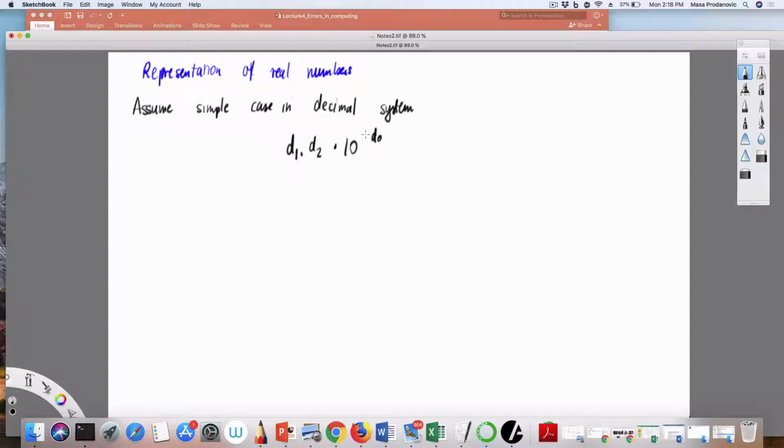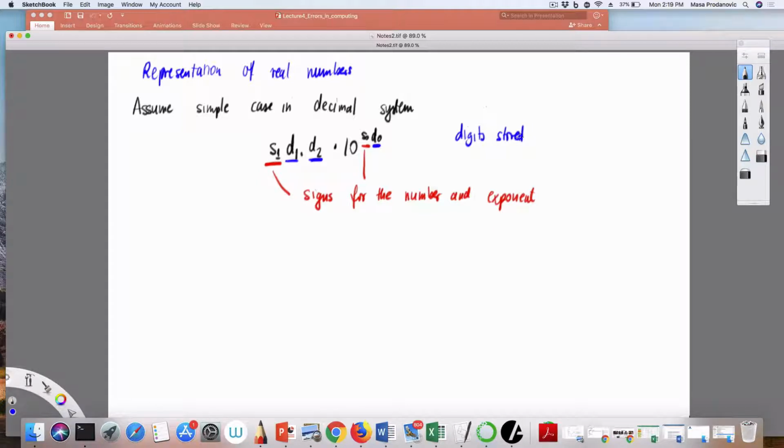And then I also have signs, so my exponent can have a sign and my number can have a sign. So these are the signs for the number and exponent, and these are my digits. Again, it's a very simplified case, and let's say that this is all I'm trying to store. In reality, there will be more digits, but conceptually, nothing will change.